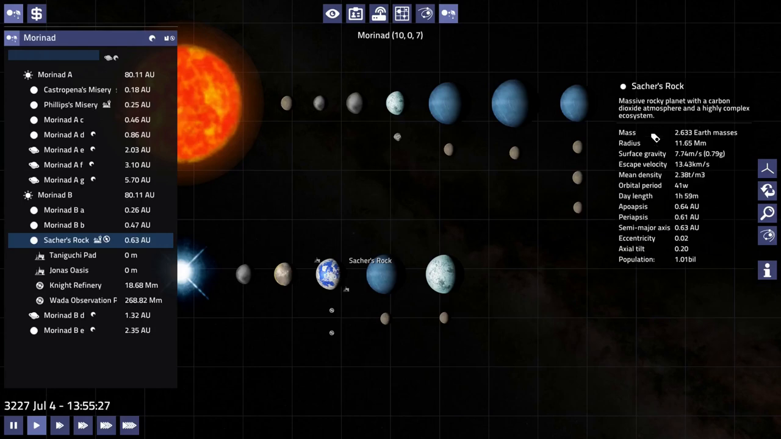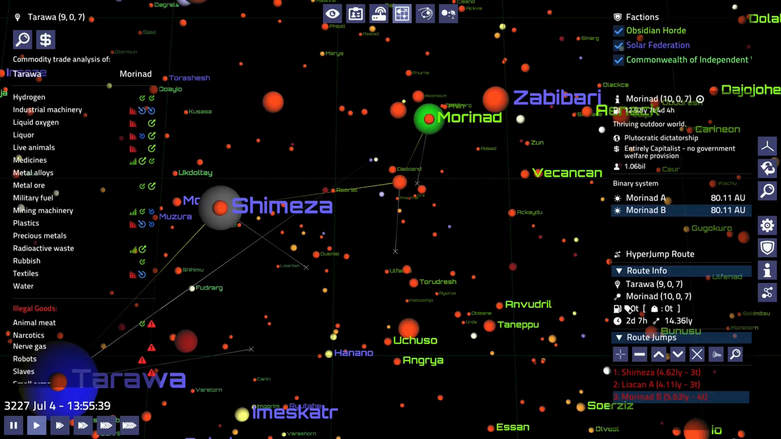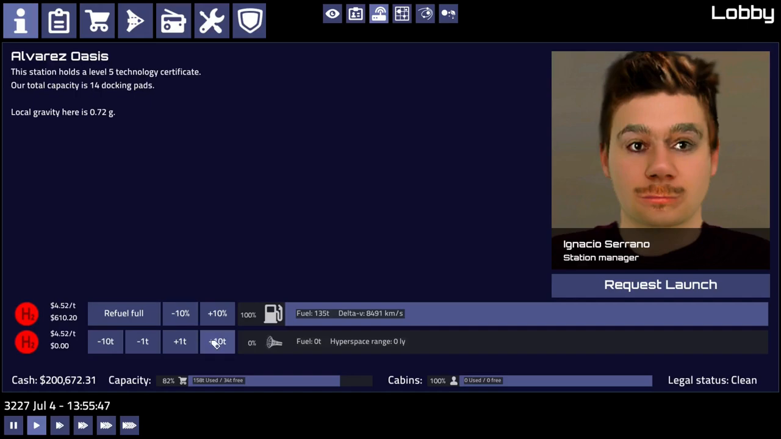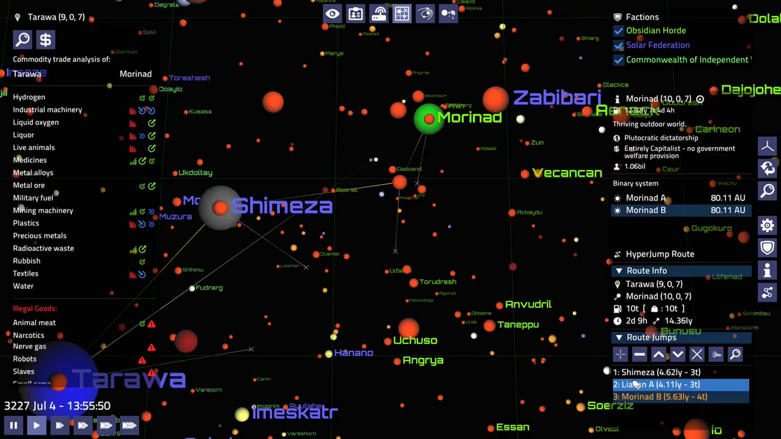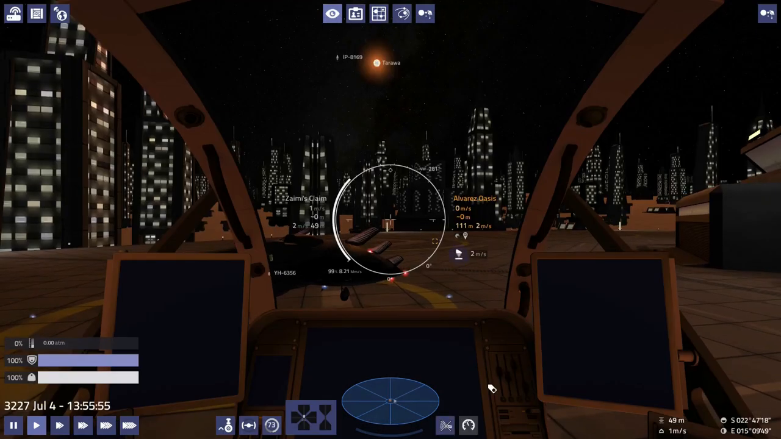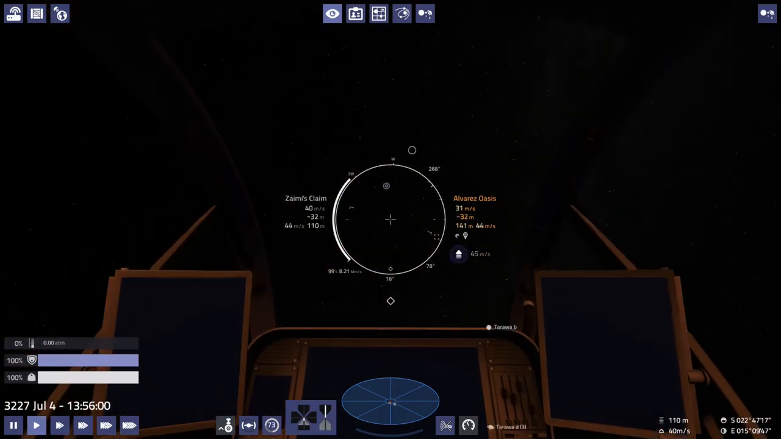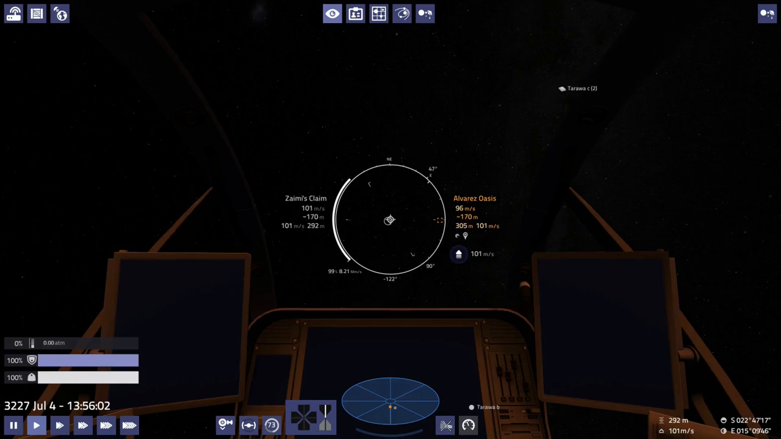Satcher's Rock. Ah, carbon dioxide. So we can't use Satcher's Rock to refuel, but we could go to Morinad BD, and we just buy gas normally. So, to get to Morinad, we need 10 tons of fuel. Yep, that'll take us there. Alright, so, let's say goodbye to Alvarez, and head off to Morinad.